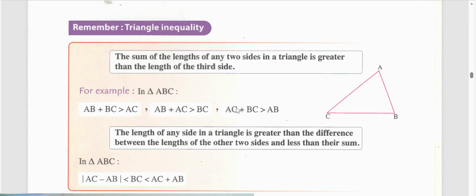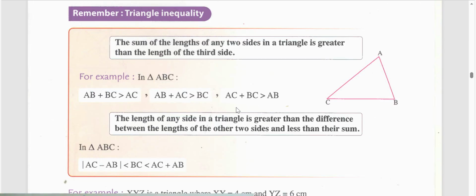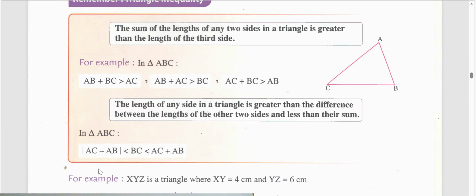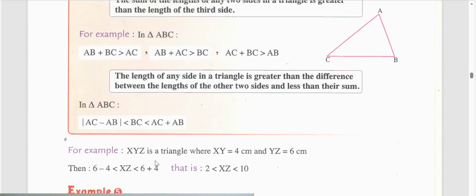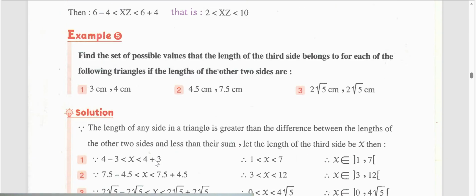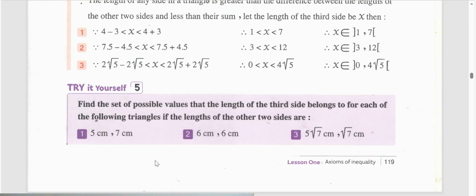Remember the triangle inequality. The sum of any two sides in a triangle is greater than the third, like this. And if you want to find the length of any side, write the difference between the other sides and the sum of the other sides. The length of any side in a triangle is greater than the difference between the lengths of the other two sides and less than their sum. I will explain an example like this.